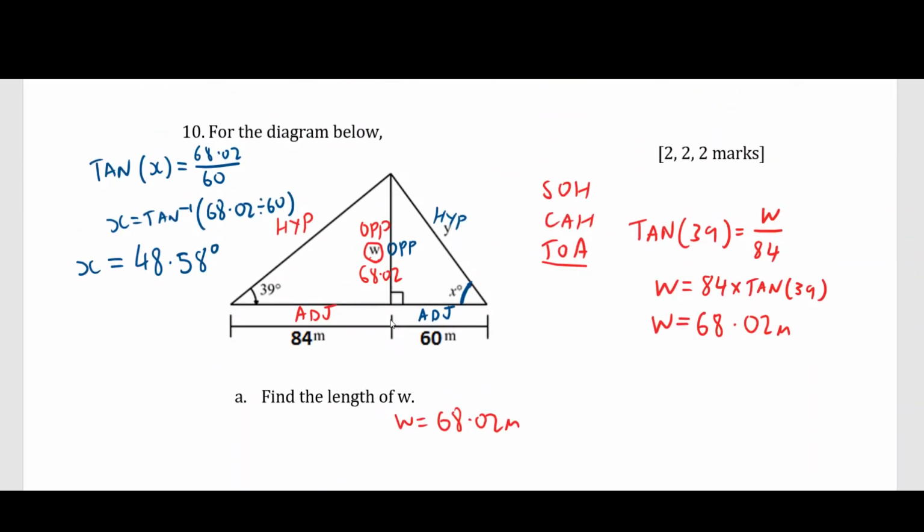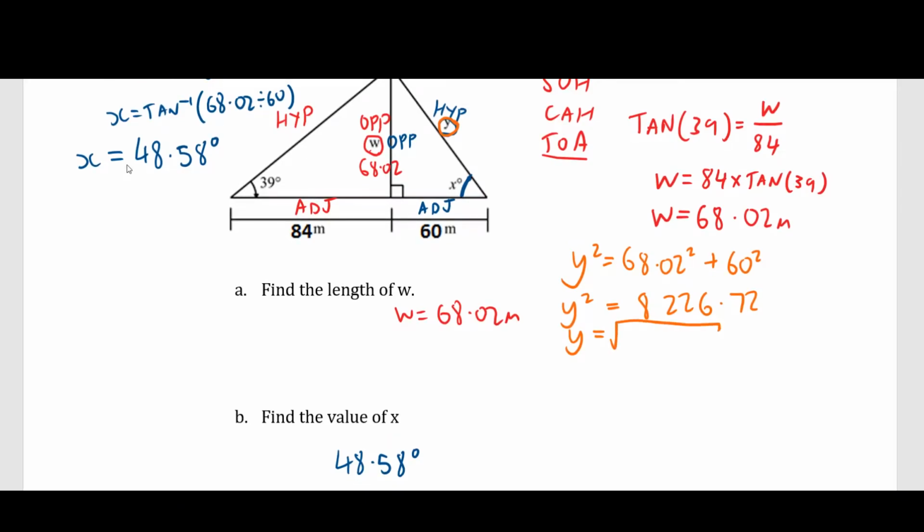Find the length of y. Now y is this part here. Okay, so we'll circle that again. Y is there. So here we can use Pythagoras. Y squared is going to equal 68.02 squared plus 60 squared, which is 8,226.72.